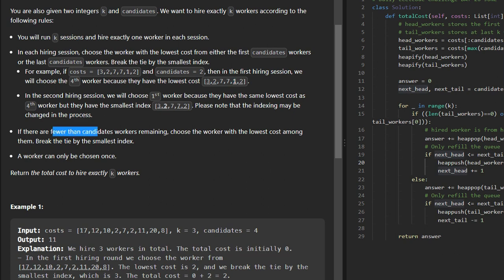If there are fewer than candidates workers remaining, choose the worker with the lowest cost among them. Break the tie by the smallest index. Remember this, it is a very, very important one: a worker can be chosen only once. Return the total cost to hire exactly k workers.